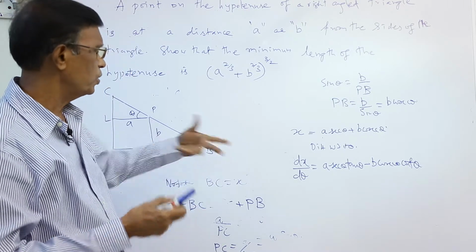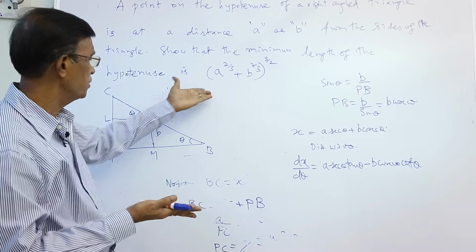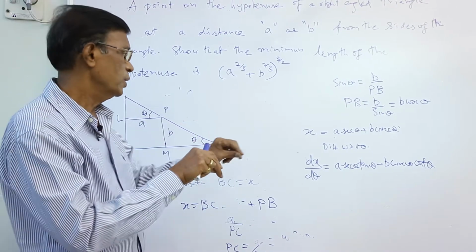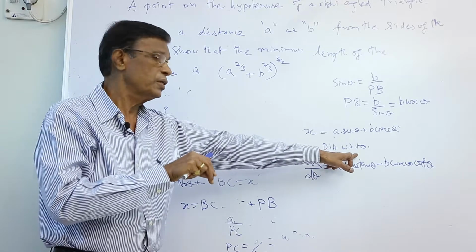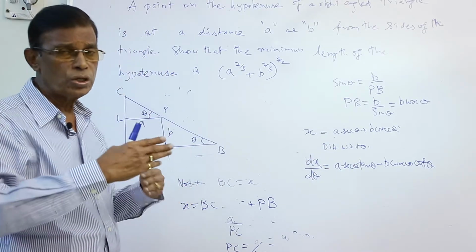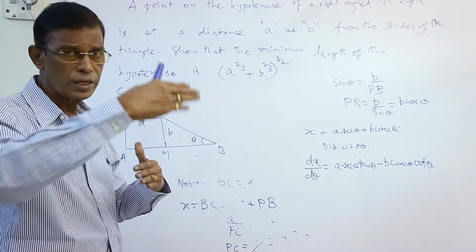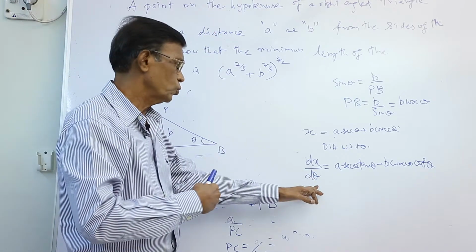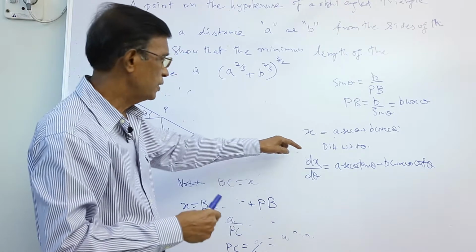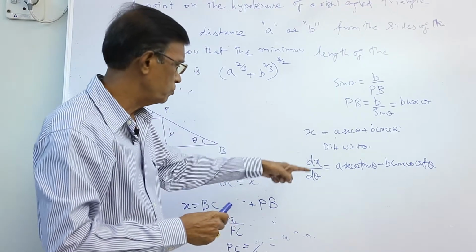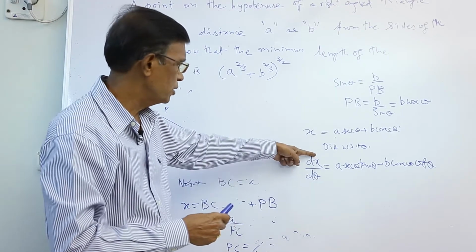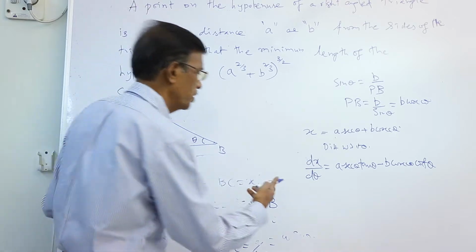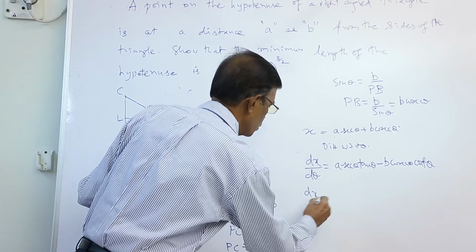Most importantly, why are we differentiating, why are we taking this theta? You have to make it very clear that you are differentiating with respect to theta because you want to calculate how x varies with respect to theta. This tells you whether it is going to be maximum or minimum with respect to theta. Now we are going to put dx by d theta equal to 0.